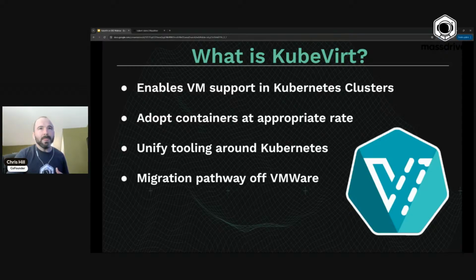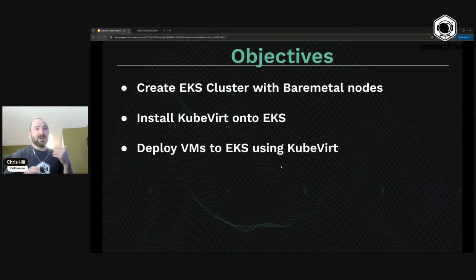So let's talk about what we're going to be going through today. Actually, before we jump into that, let's talk about the objectives, and then we'll get to deploying the Kubernetes cluster. So the first thing that we're going to do is we have to get our Kubernetes cluster ready to be able to run KubeVirt. One of the requirements for KubeVirt is it needs bare metal nodes.